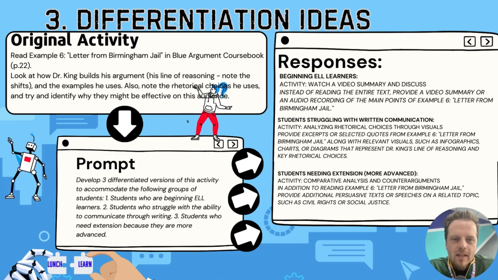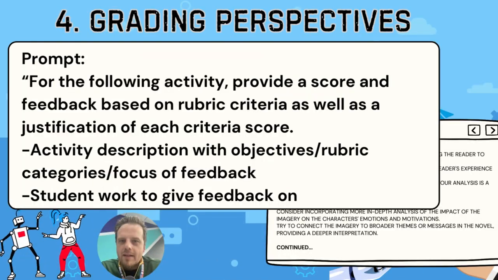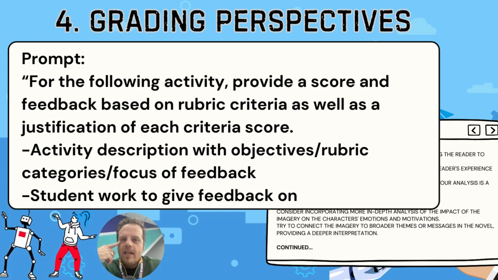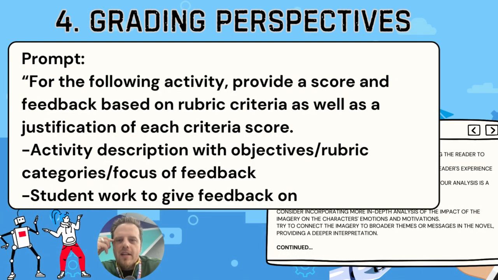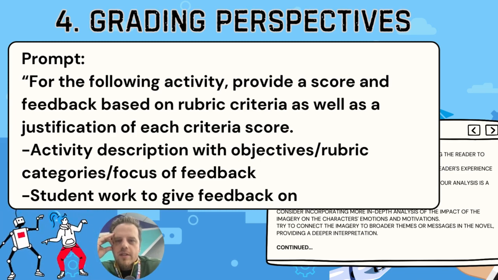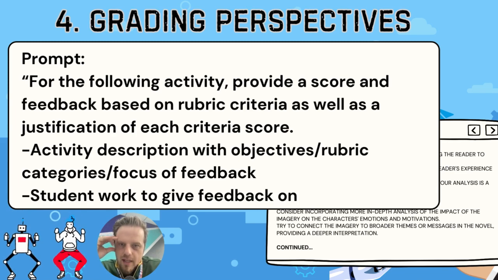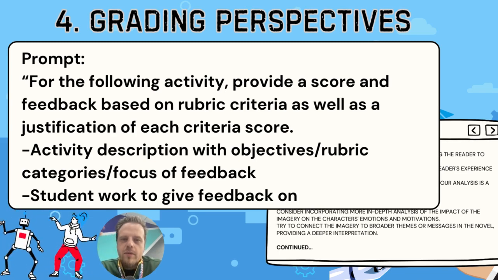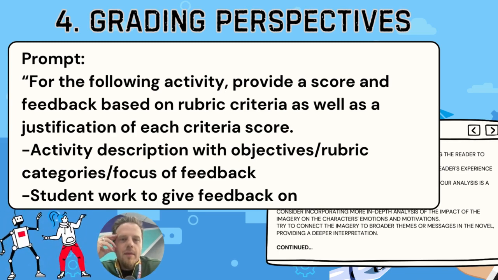Okay, and then number 4, grading. Grading perspective. Here's the prompt. For the following activity, provide a score and feedback based on rubric criteria as well as justification for each criteria score. And then you put the activity description with the objectives and the rubrics into the prompt itself.